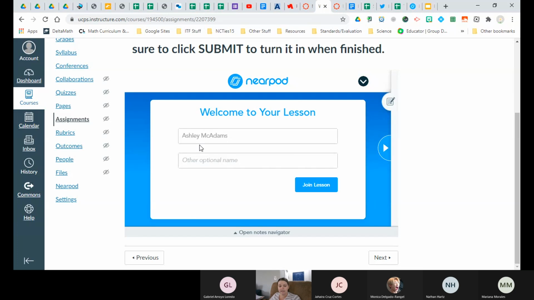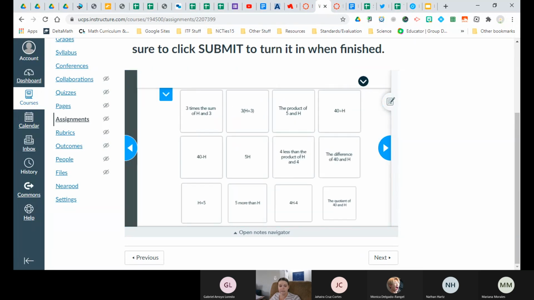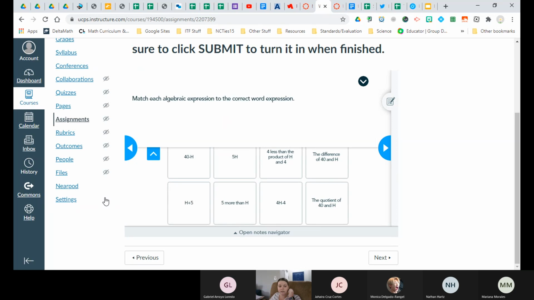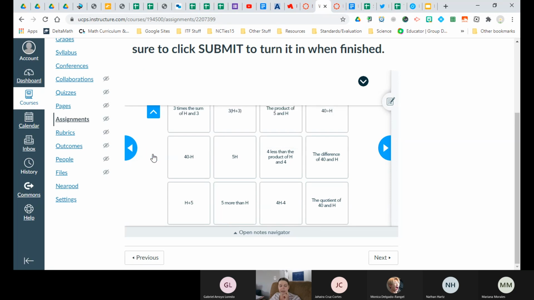On the first slide, you're going to type your name, and then you're going to click Join Lesson. Okay. Whenever you click Join Lesson, it lets me see what you're working on each step of the way until you're done. Once you've done that, you are going to click this arrow, and it's going to bring you to the first page, and it tells you in your directions you're going to match each algebraic expression to the correct word expression.